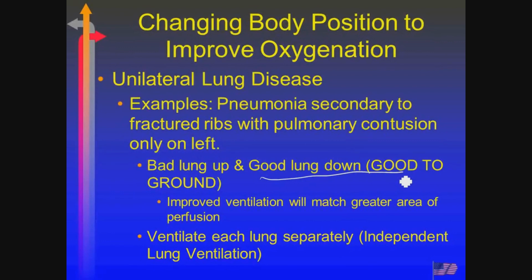By the way, one other option that we have for unilateral lung disease is we can actually intubate with a special tube that will allow us to ventilate each lung independently. So instead of having one ventilator, you have two. Now we're getting cool, because that's a real challenge to manage.